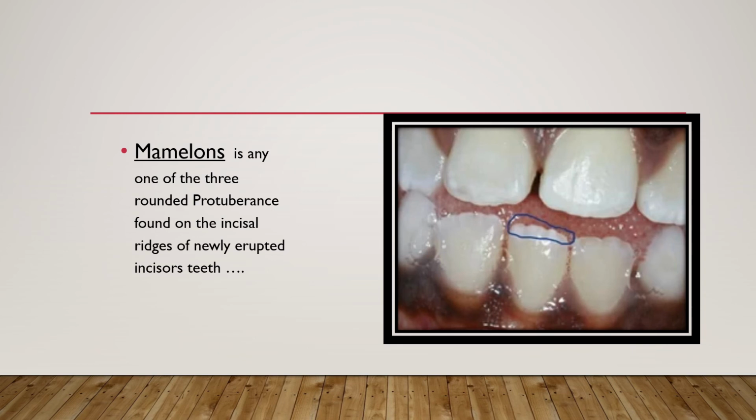Now let's talk about mamelon. What are mamelons? They are any of the three rounded protuberances found on the incisal ridge of newly erupted incisor teeth. As you can see in the picture, the area marked with the blue color is the mamelon present on the incisal ridge, and it is present in newly erupted incisor teeth. Gradually, when the process of grinding and everything takes place, these ridges will flatten out.